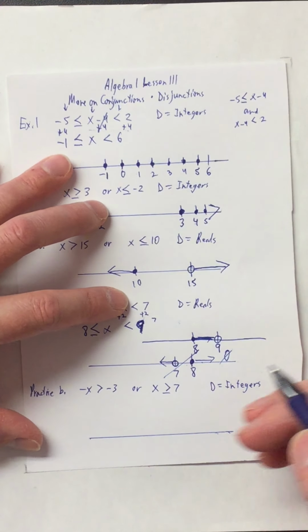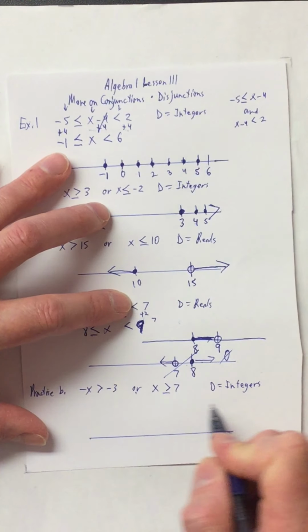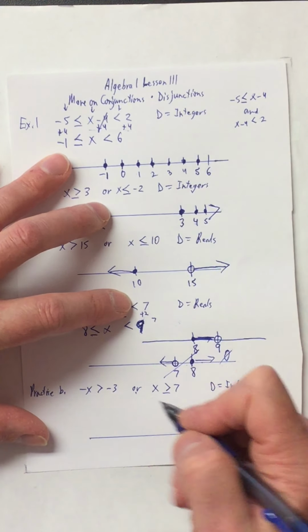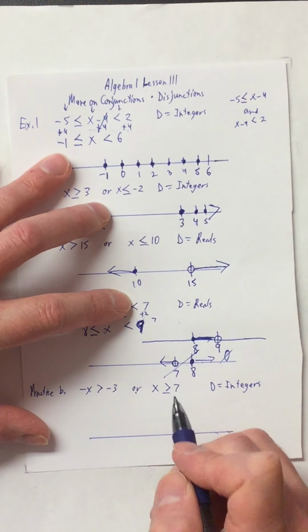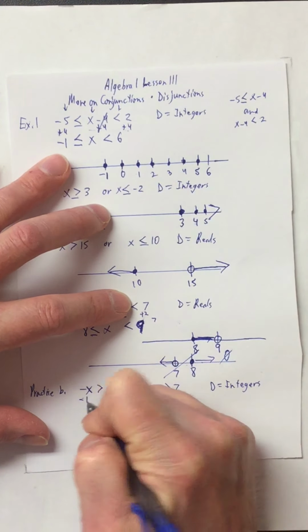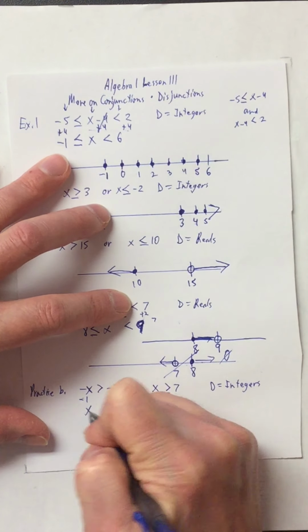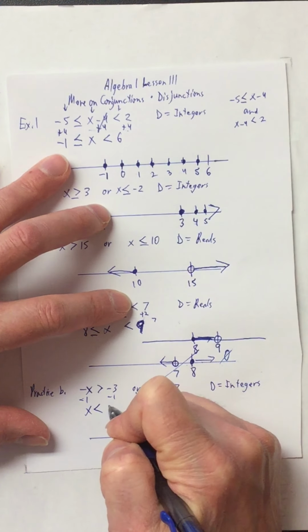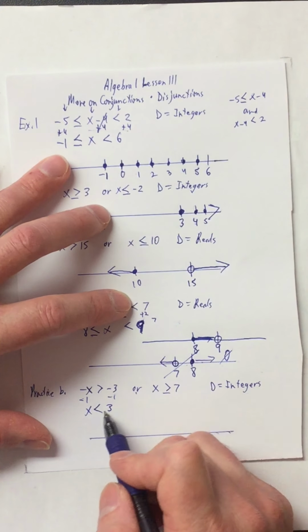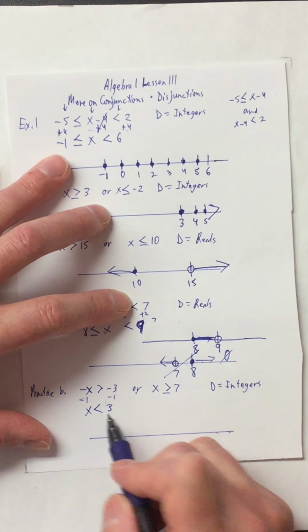All right, let's look at practice problem B. This one has an OR in here, which means it's a disjunction. Our domain is just the integers, so just the whole numbers. And I got to simplify this one first. This one here, I got to get x by itself. So I'm going to divide by a -1. Remember, that's going to flip my sign, and negative divided by negative is a positive. So there we go. All right, so I rearranged my first equation there.